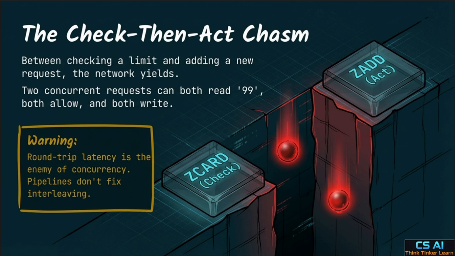Now, the check-then-act chasm. Between checking a limit and adding a new request, the network can yield. Two concurrent requests can both read 99. Both see that it's under the limit and both write, resulting in a violation. Pipelines don't fix this interweaving. You need an atomic operation to bridge this chasm.